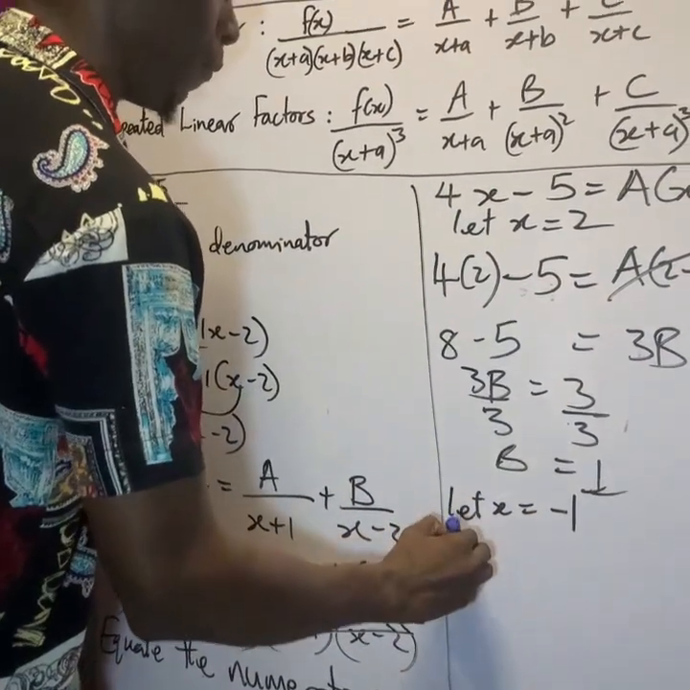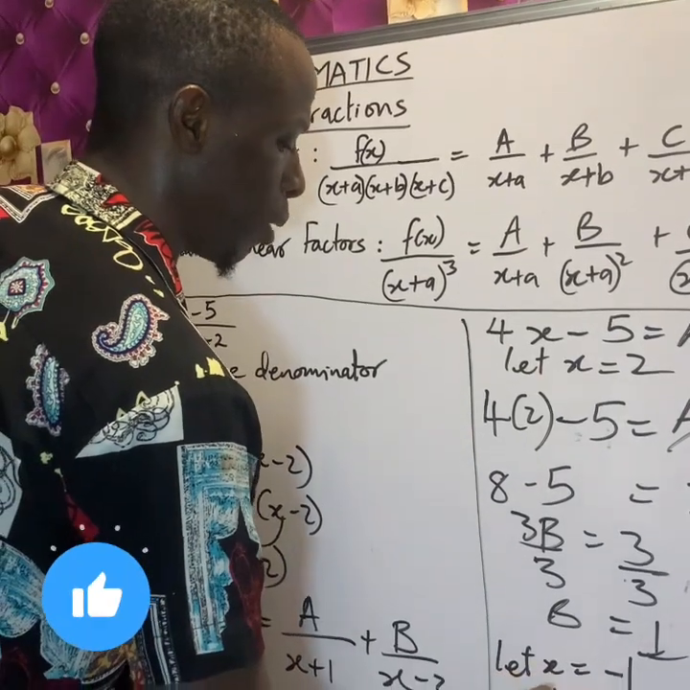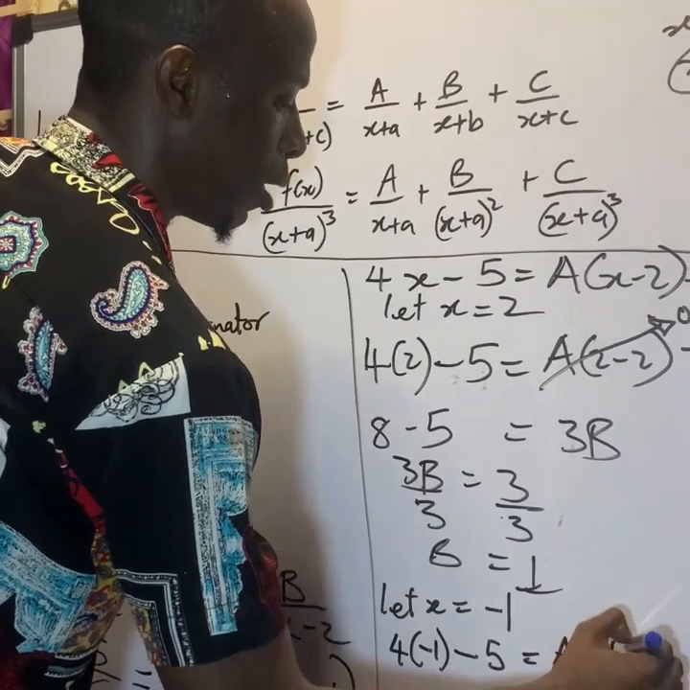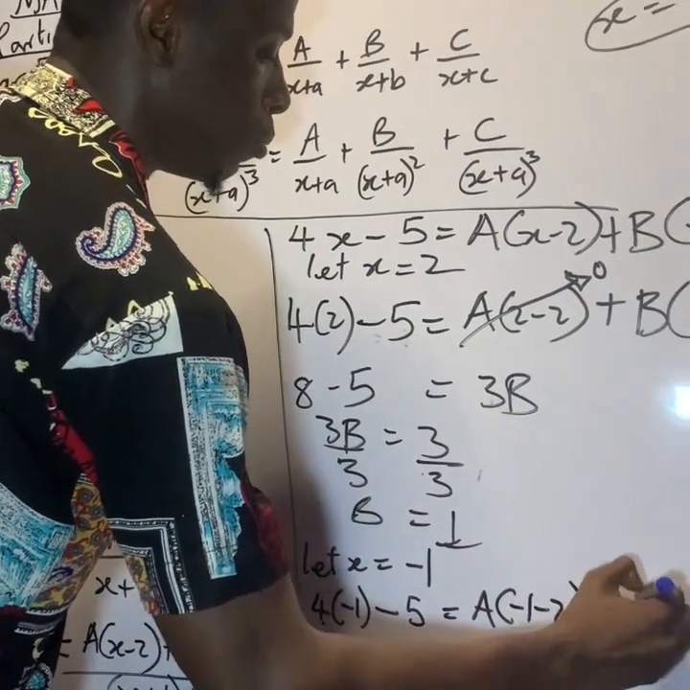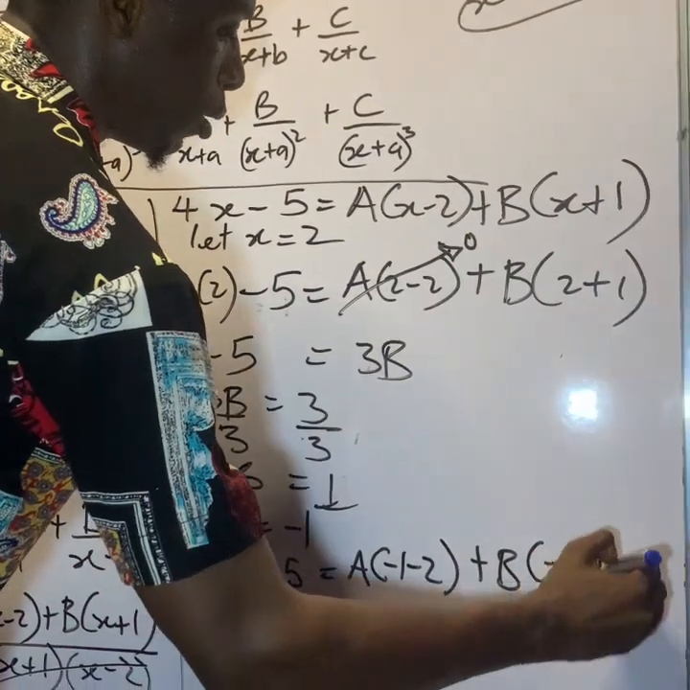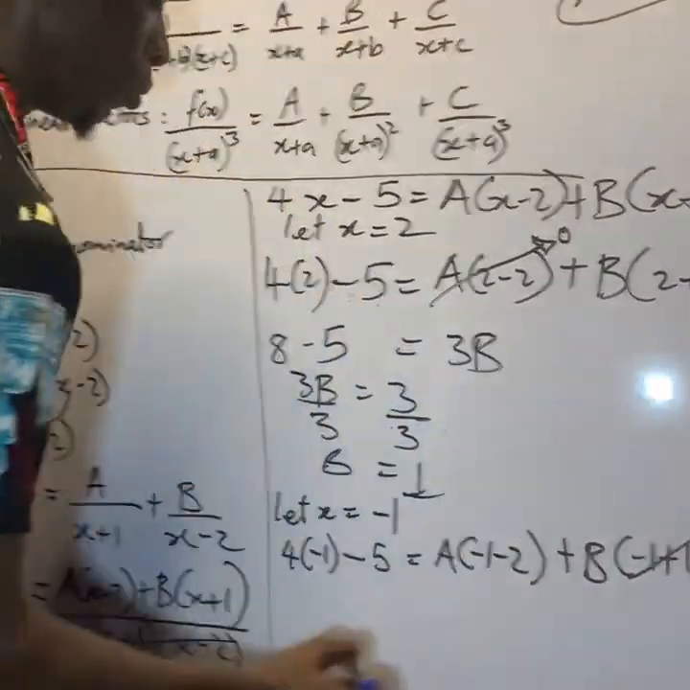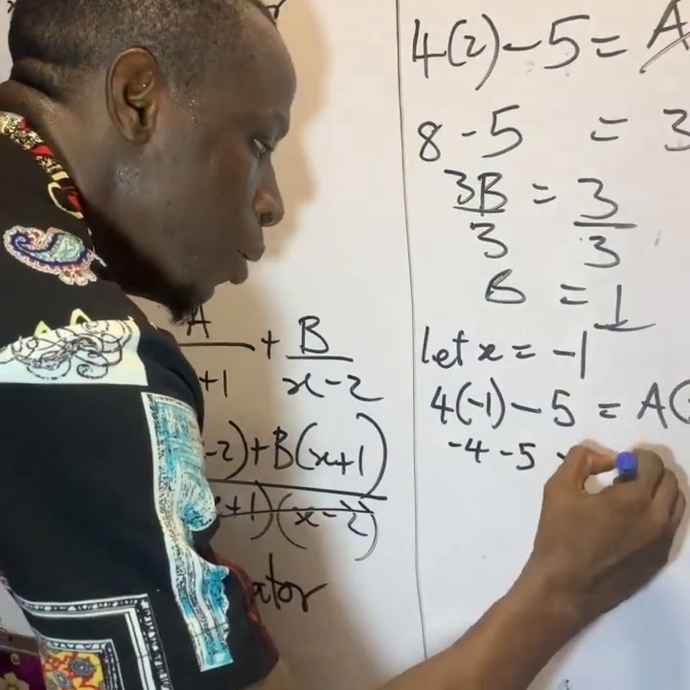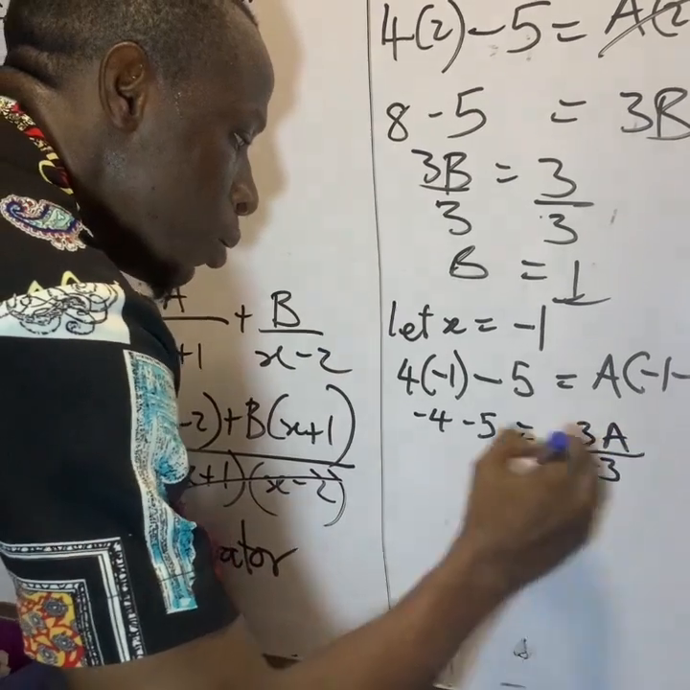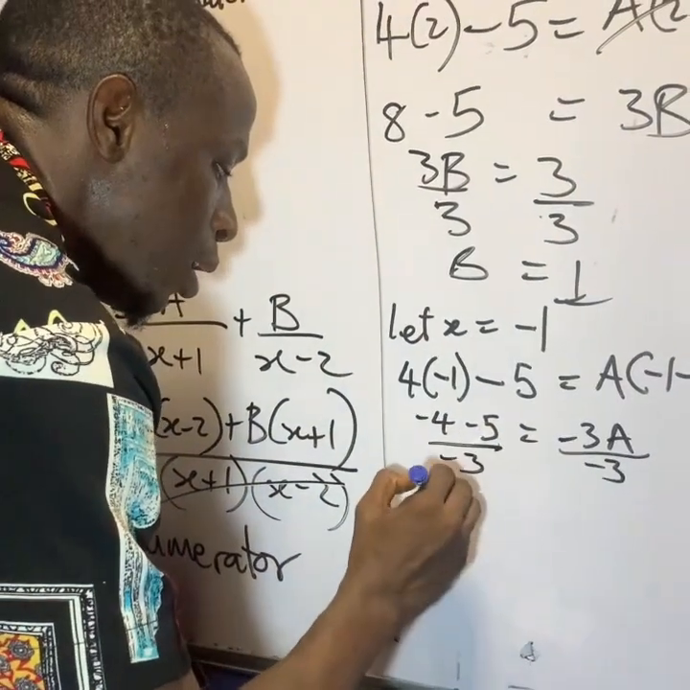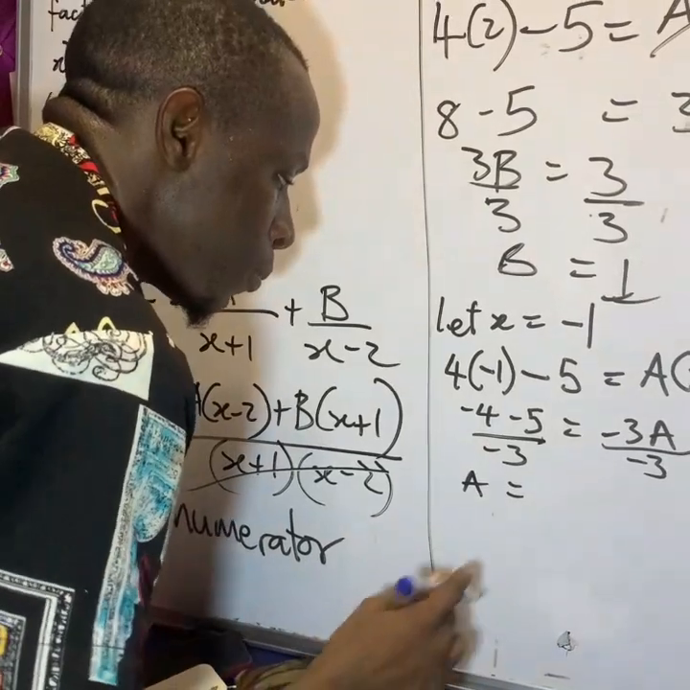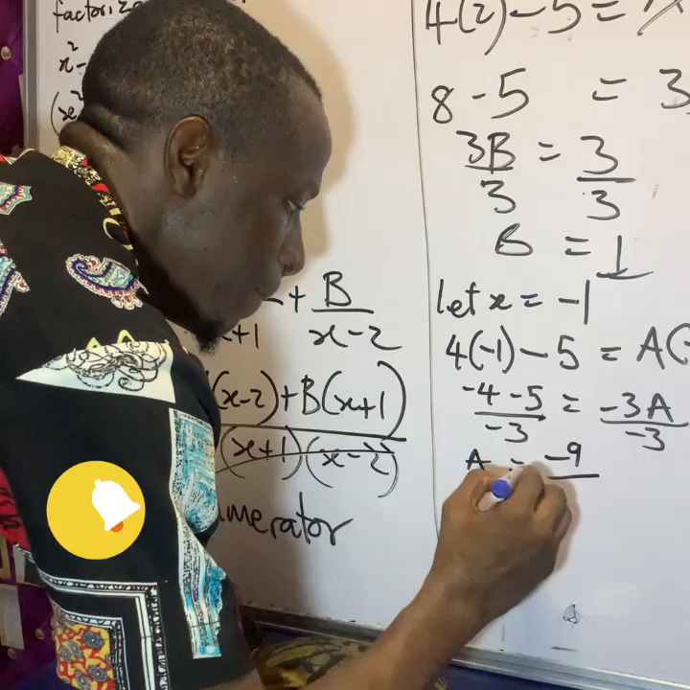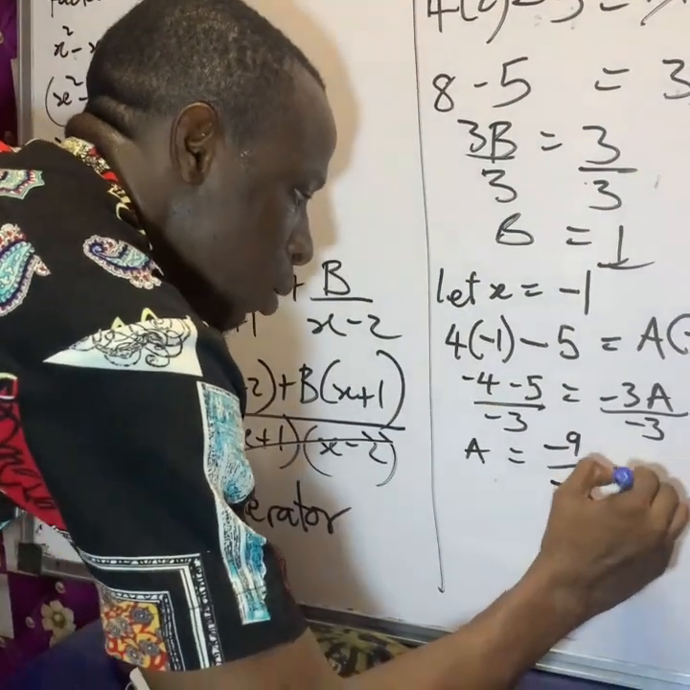If x is minus 1, I have 4 open bracket minus 1 minus 5 equals a open bracket minus 1 minus 2 plus b open bracket minus 1 plus 1. So this part becomes what? 0. And I have minus 4 minus 5 equals minus 3a. Divide both sides by minus 3, and a equals minus 9 over minus 3, which is equal to 3.